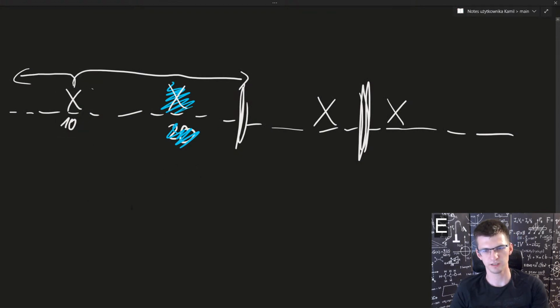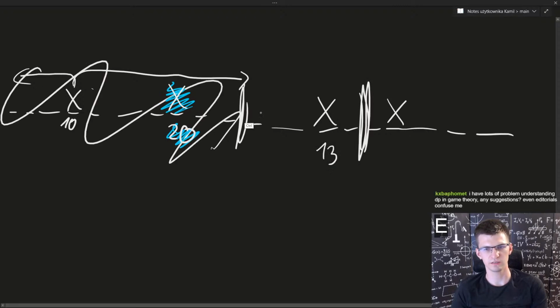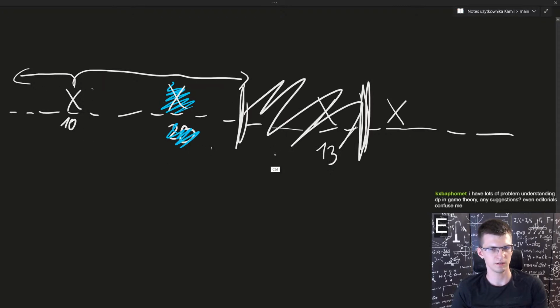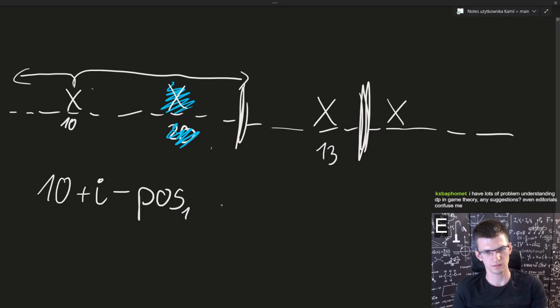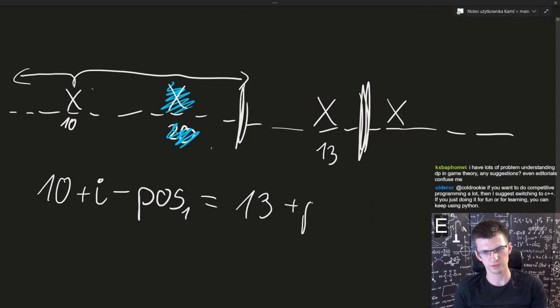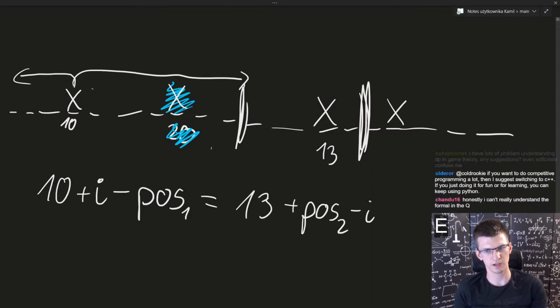So if this is 20 here, this is maybe, I don't know, 13, then 10 will set temperatures there, and 13 will set temperatures here. The split point in between will depend on the relative values of those. I guess we can compute it with a formula like I minus position of 10, position 1, plus 10 is equal to 13 plus position of 13 minus I.